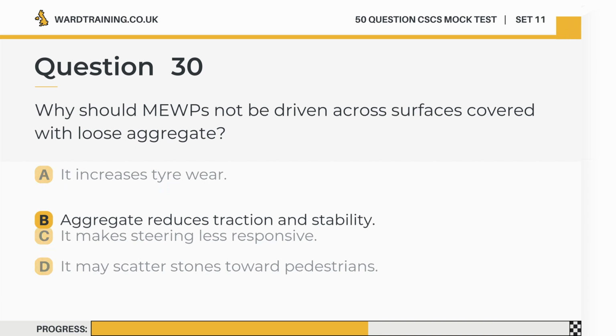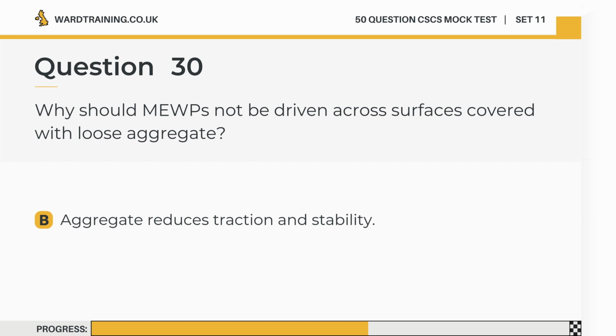The correct answer is B. Aggregate reduces traction and stability.